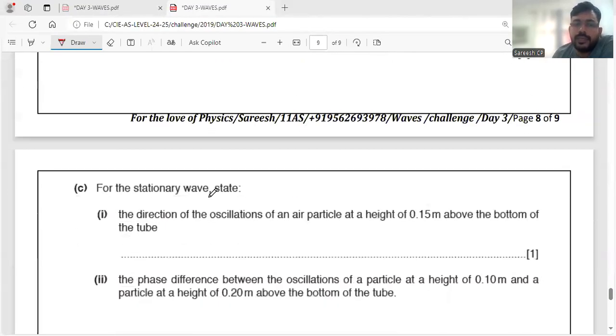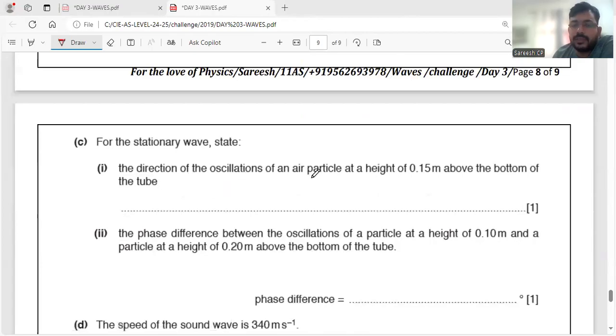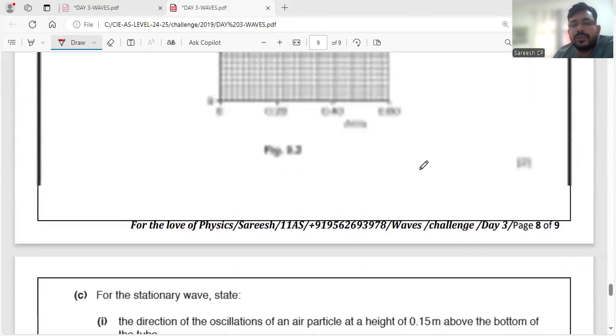That's it. For a stationary wave state, the direction of oscillation of an air particle at a height of 0.5 meters above the bottom of the tube. Okay. This is where students mostly make a mistake.